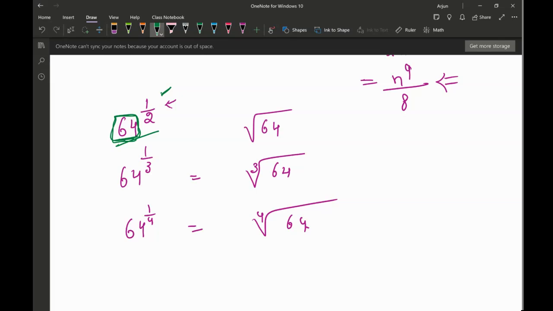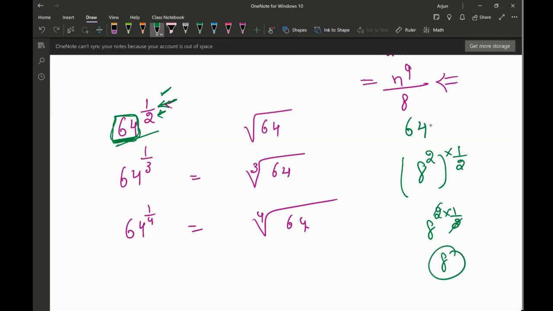Now the trick to solve this fractional exponent is, whatever the base is, you should try and convert it in such a way that you can cancel out the fractional exponent. So 64, what number can I convert 64 into so that I can cancel out the fractional exponent? I can write 64 as 8 raised to the power 2. I'm going backwards and then multiply by 1 over 2. So 8 raised to the power 2 times 1 over 2 is going to give me 8 as my final answer. So the answer for 64 raised to the power 1 over 2 will become 8.